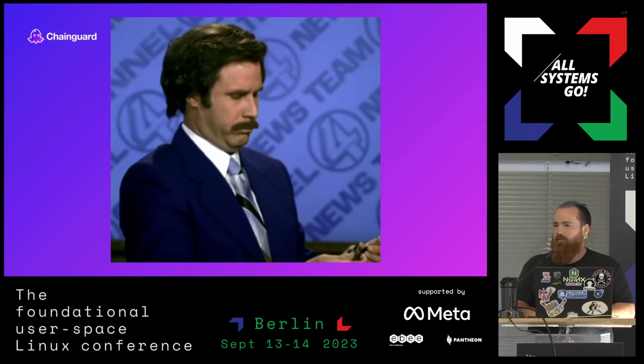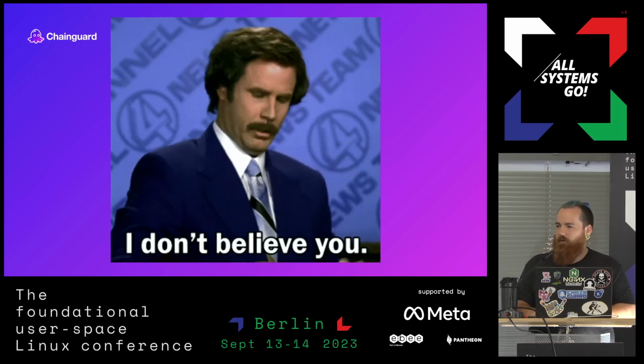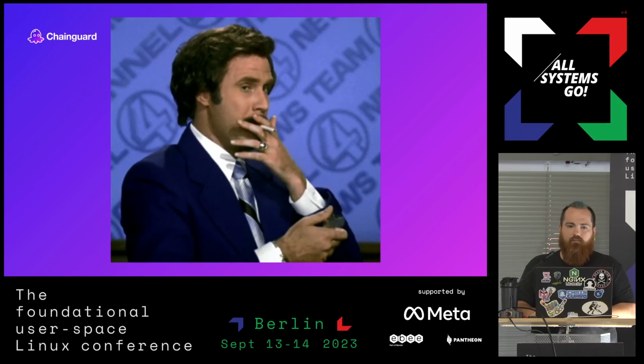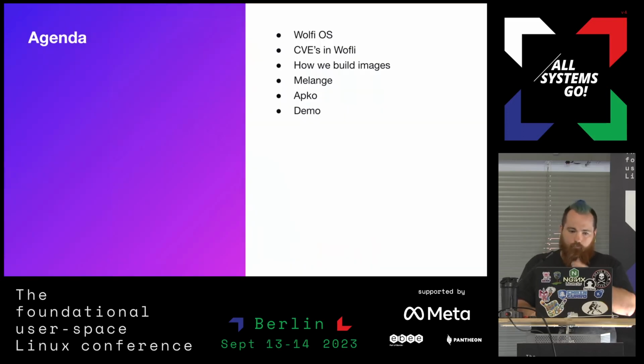A lot of you are probably thinking, no way. That's why I wanted to open with the CVE scan, so you can see in real time that there are no CVEs in them. When we get to the agenda, we're going to talk about Wolfi OS, the Linux undistribution that we do, how we work and build these images, how we have no CVEs in them, and the underlying open source tools, Melange and Apko. Then we'll do a little bit more demos.